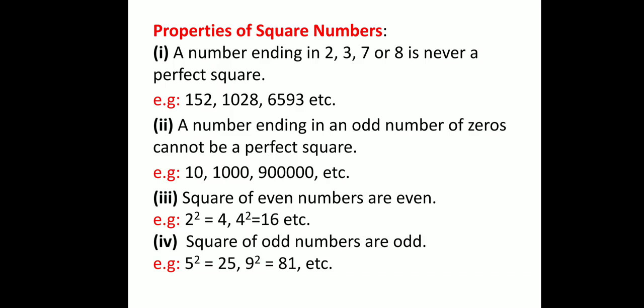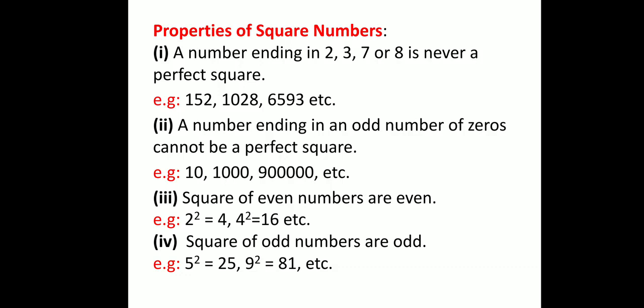Next comes square of even numbers are even. It means if I am squaring an even number, the answer will be even. For example, 2 square is equal to 4. Another example can be 4 square, that is equal to 16. So it is again even. So square of even numbers are even. Next property is square of odd numbers are odd. If I am squaring any odd number, that is 5 square, it will be 25, which is again an odd number. 9 square is equal to 81, which is again an odd number.